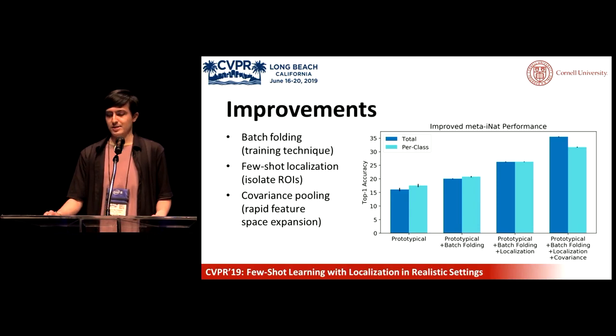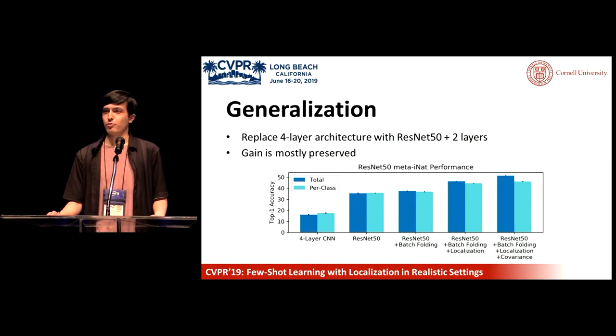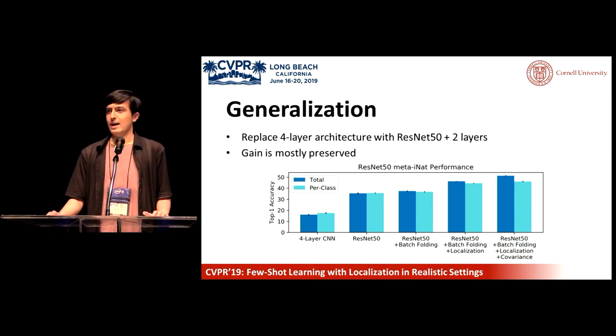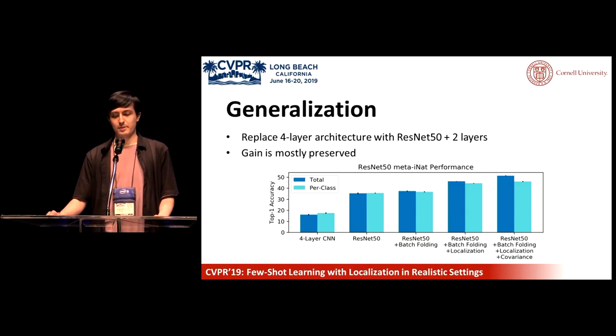Each of these techniques independently contributes to a sizable jump in performance. They are also mutually beneficial and altogether double the mean accuracy of prototypical networks on meta-INAT. While this jump in performance is significant, our baseline comes from an admittedly low-capacity model, a network with only 4 layers and no skip connections.